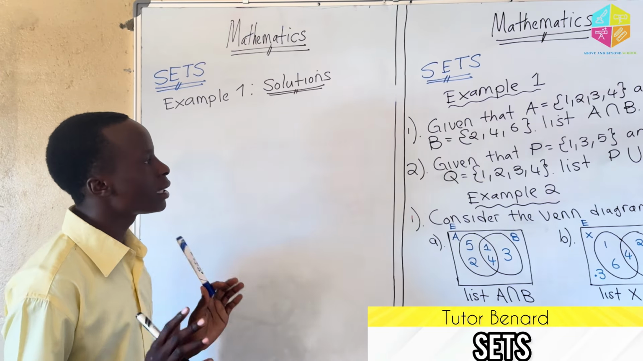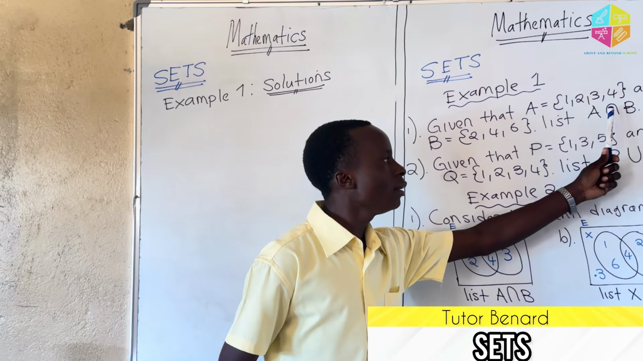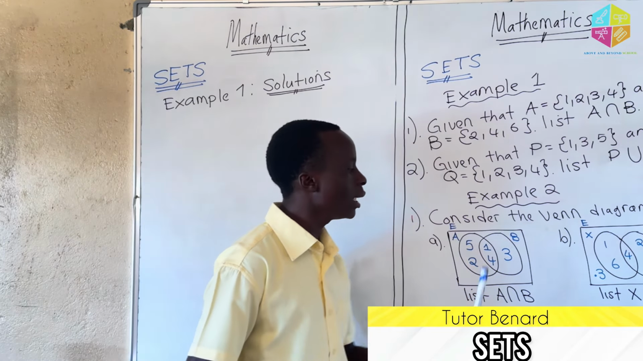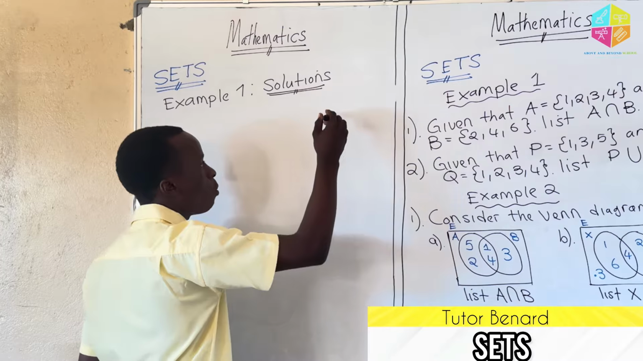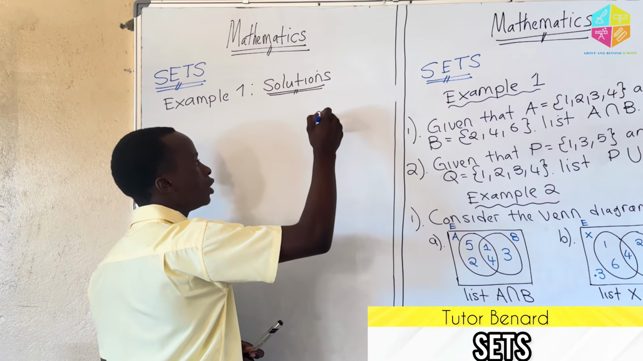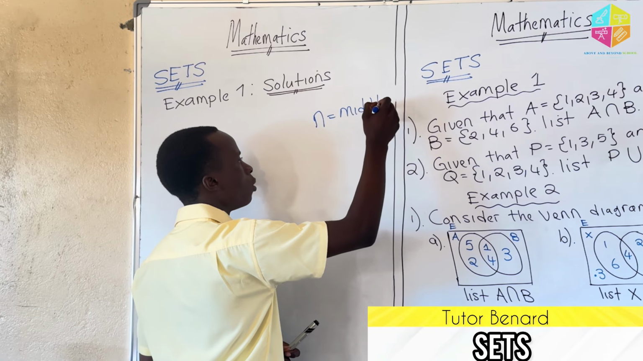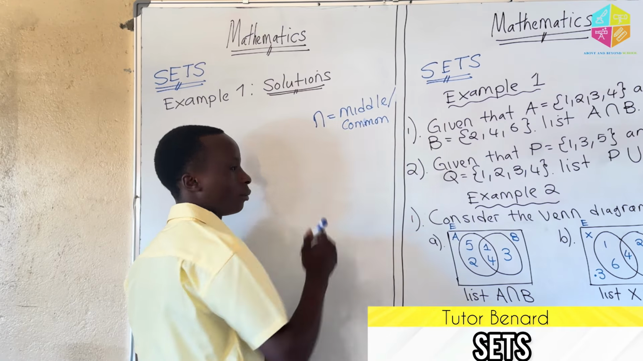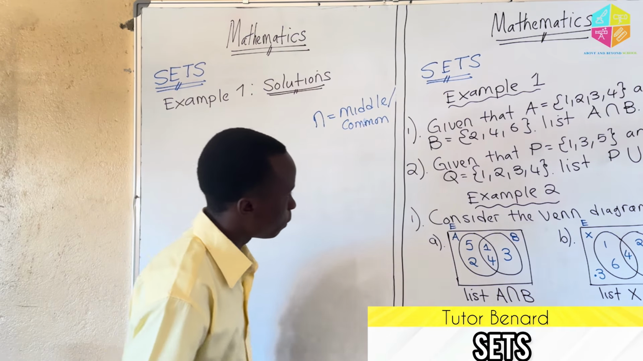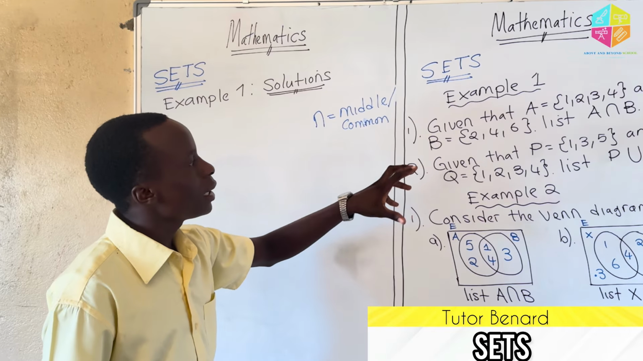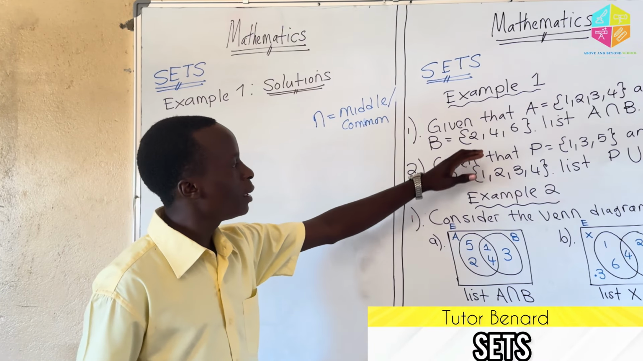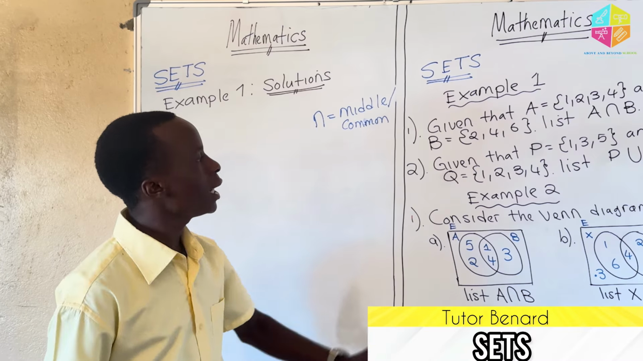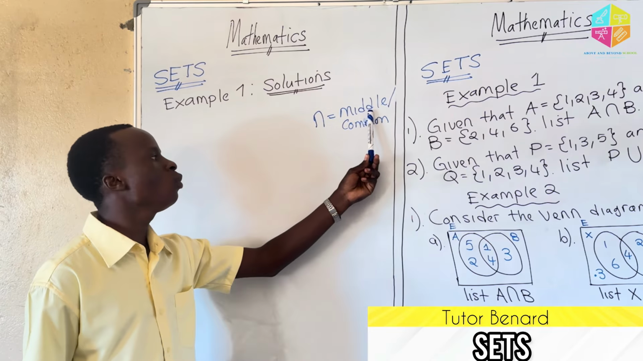Whenever you are dealing with sets, when you see this symbol, it means intersection. The word intersection in sets means middle or common. So given that for set A we have been given our elements and for set B we have been given our elements, the question is saying list A intersection B. The word intersection means middle or common.